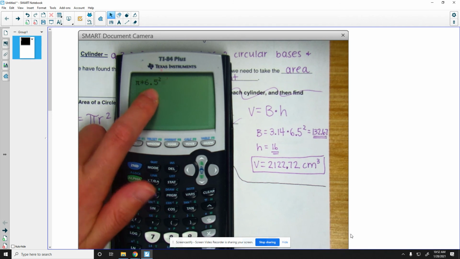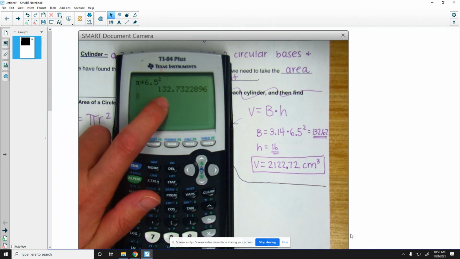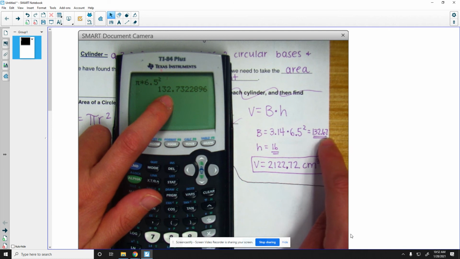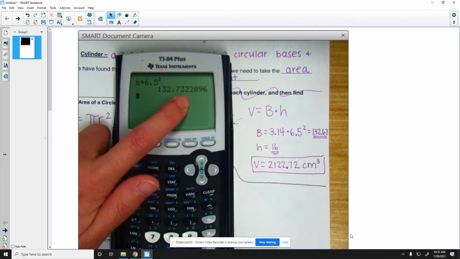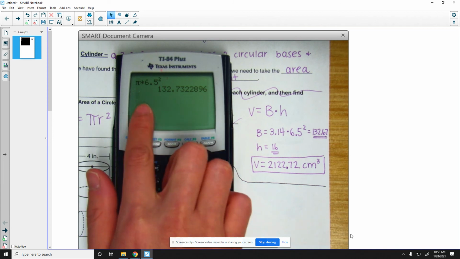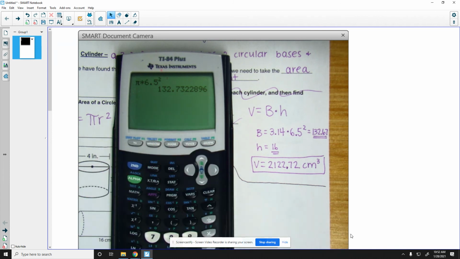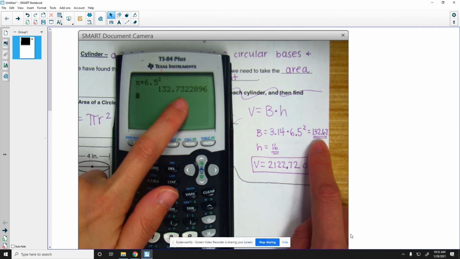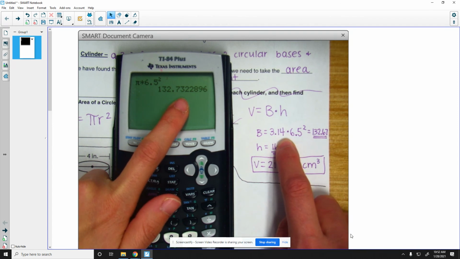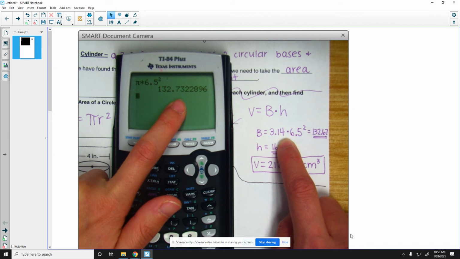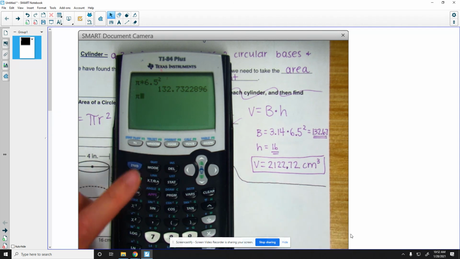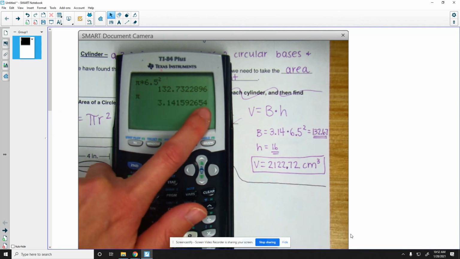If you do this, you're going to get a different answer than me. Notice how this is 132.67 and this is 132.73. So your answers are all going to be slightly different if you use the pi symbol. Now, hold on. Answer me this. Which answer is more accurate? Do you think 3.14 is more accurate, or the pi symbol is more accurate? The pi symbol, because the pi symbol is not just 3.14 rounded, it's all of that.